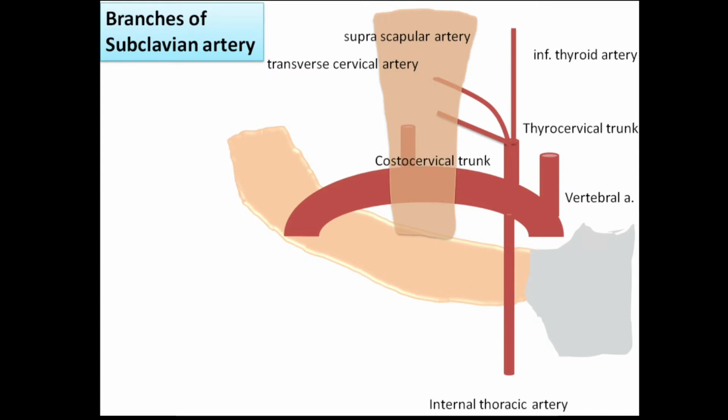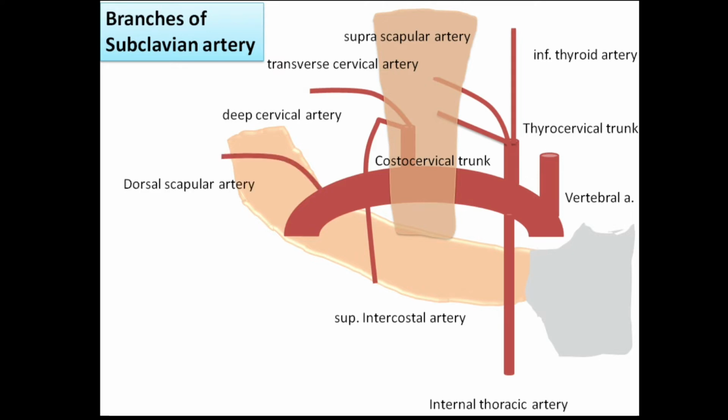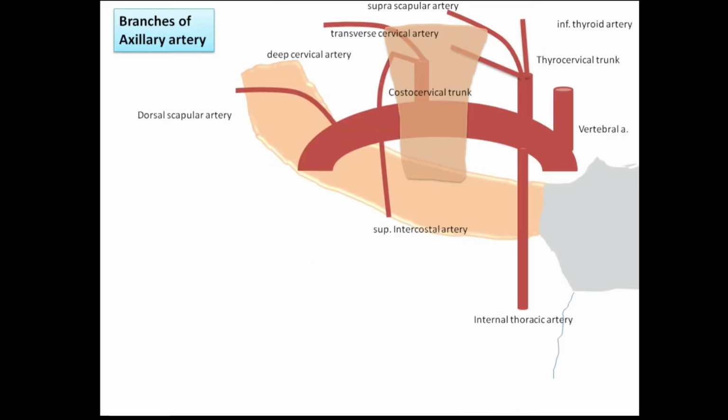From the second part, it gives rise to costocervical trunk, which has a deep cervical artery and superior intercostal artery. They are the branches. And from the third part, it gives rise to the dorsal scapular artery. Now this artery continues as the axillary artery from the outer border of the first rib, and it is divided into three parts by the pectoralis minor muscle.